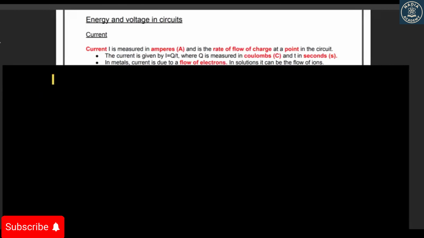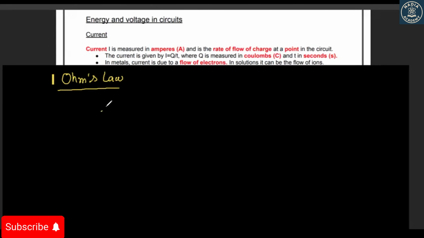About Ohm's law, does any one of you already know about it? Anyone? You can raise your hand or just unmute your mic and speak if you know about Ohm's law.